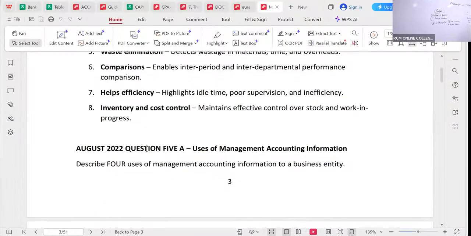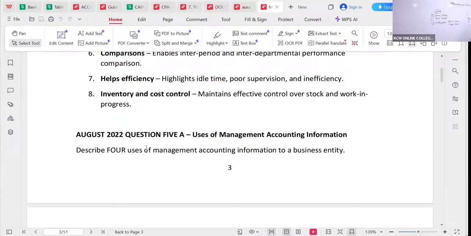So August 2022, question number 5A, uses of management accounting information. Now, without reading, are you able to give me these uses of management accounting information? Planning, controlling, and I will also give you another way of remembering this. You know, POC.